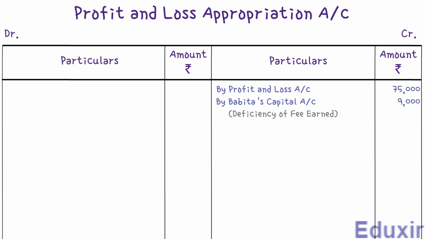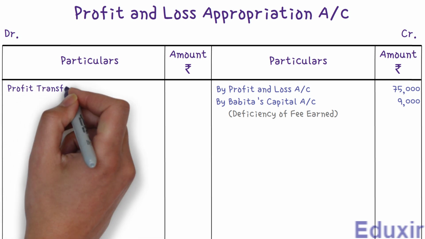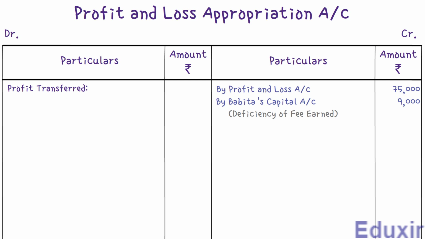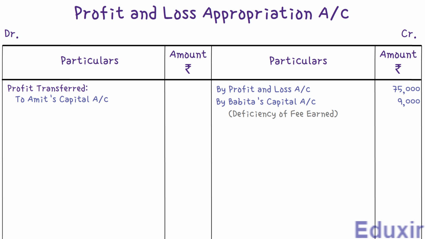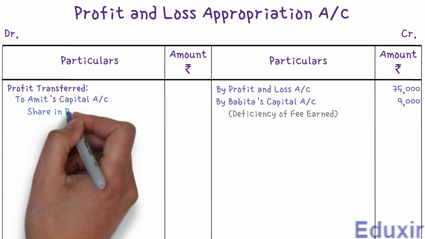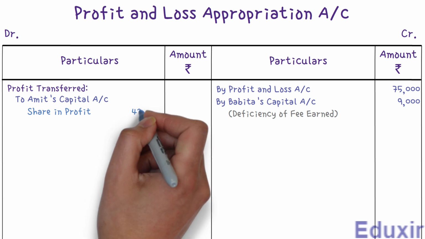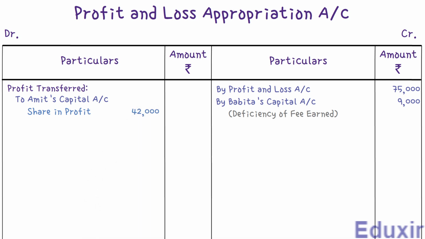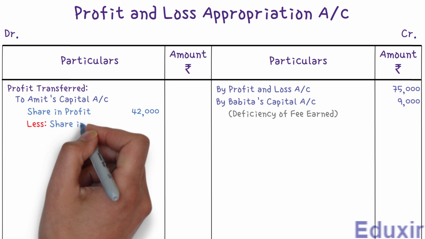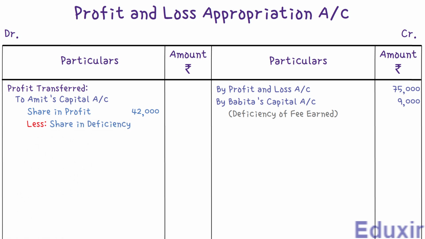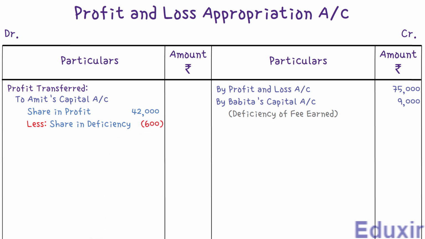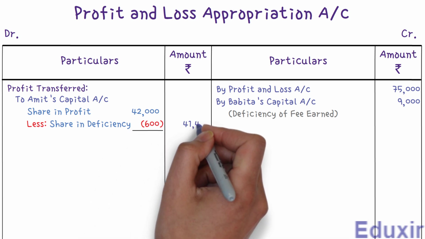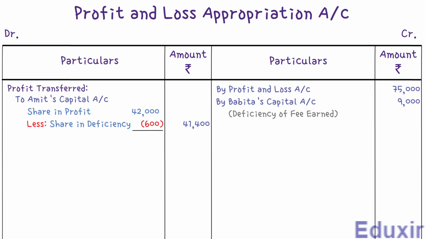Let's first write the subheader profit transferred in the particulars column on the debit side. Let's then write to Amit's capital account. Let's then write partner Amit's share in profit calculated as per the profit sharing ratio, which is 42,000 rupees. From this, let us lessen his contribution to the partner Sona's profit share deficiency from guaranteed amount. This is 600 rupees. Now from 42,000 rupees, if we subtract 600 rupees, we get 41,400 rupees.